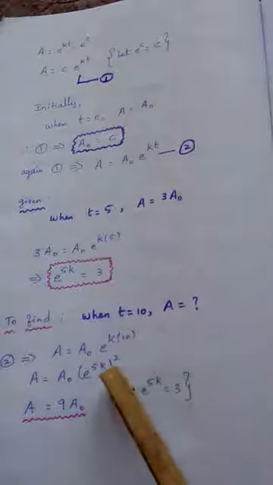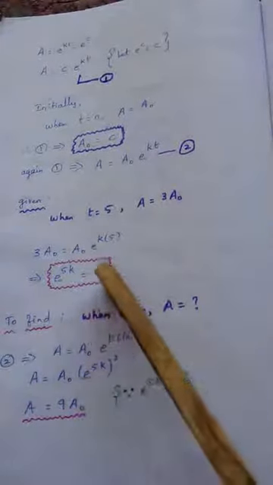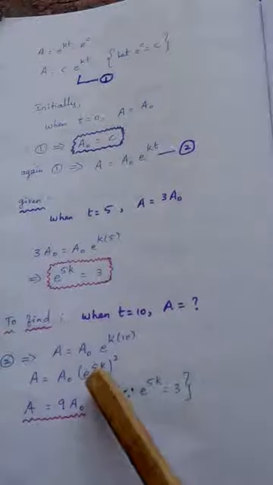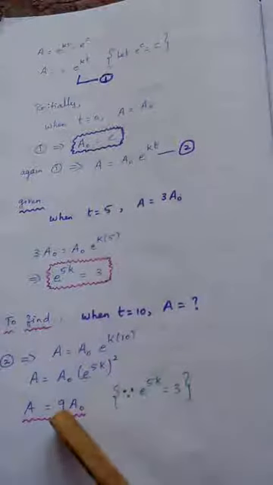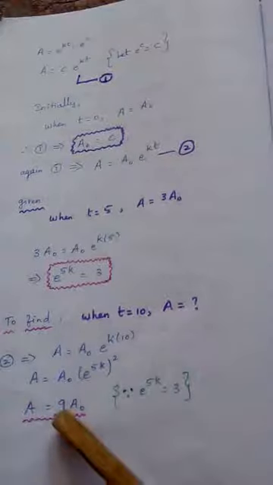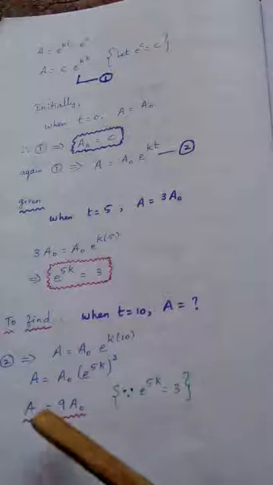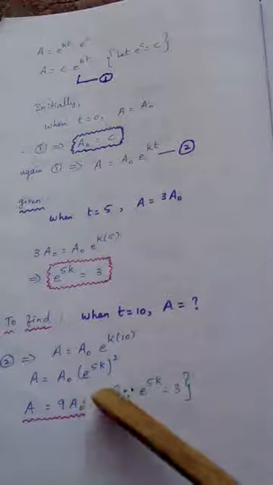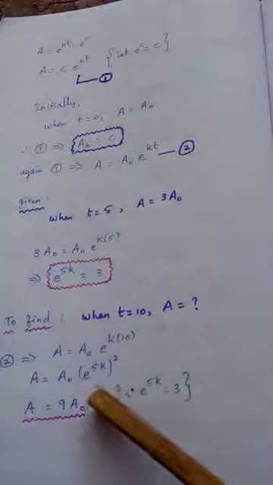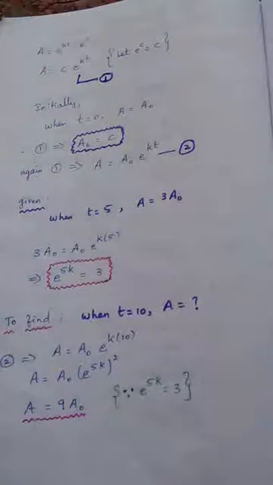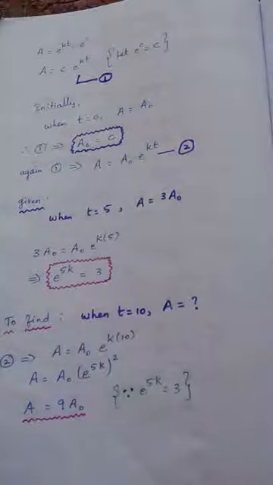Why are we doing it like this? Because we know the e power 5k value. Substituting that, if I put 3 here, 3 square becomes 9. So, the number of bacteria is equal to 9 times the original initial amount. This is the answer. So, the number of bacteria is equal to 9 times the number of bacteria present at the initial stage. So, what is the answer? 9A naught is the final answer. Hope you will understand. We will see a similar kind of problem.